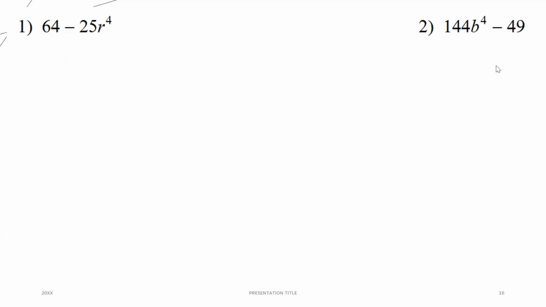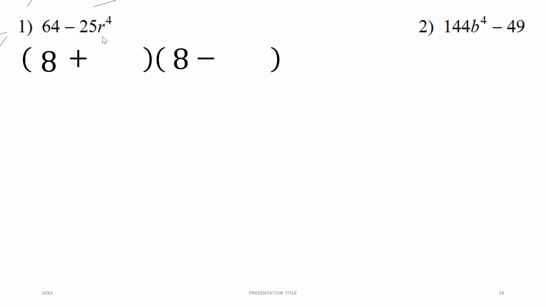Okay. Few more. These have any even exponent. I repeat, any even exponent is a perfect square. You just got to divide your exponent by 2. So square root of 64 is 8. Square root of 25r to the 4th.